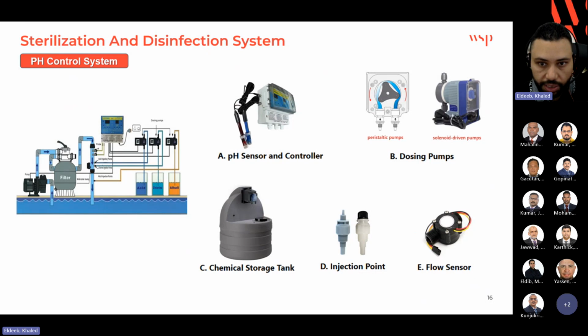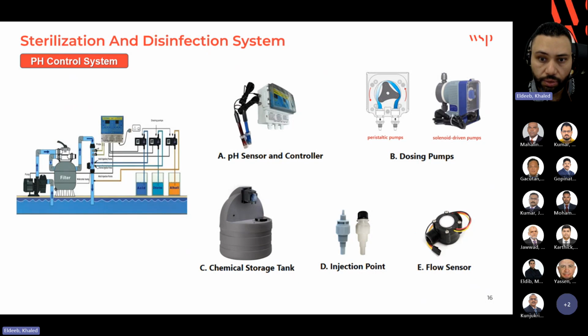So the first one is the pH sensor and the controller, which includes a pH probe that continuously measures the pool water pH level, and then the controller compares the pH value to the set point. As we said, it should be between 7.2 to 7.6. If the pH deviates, the controller sends a signal to the dosing pump to start dosing as needed. Whether acid or base is required depends on the result. So this is the first one.